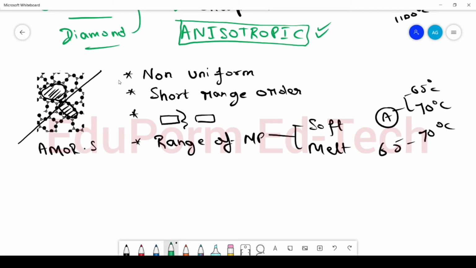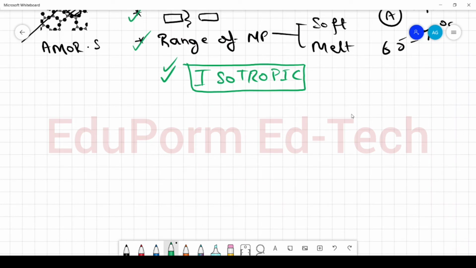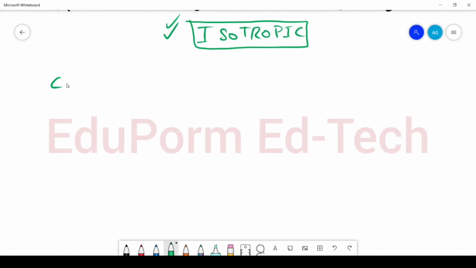Okay, so far we studied that they have non-uniform arrangement of particles, short range order. When we cut them, we get two parts having irregular surface. They have a range of melting point. Now they show isotropy. Okay, they are isotropic in nature. So now we will finally understand what is the meaning of isotropic and what is the meaning of anisotropic. Okay, so what you need to remember is, first of all, that crystalline solids are anisotropic while the amorphous solids are isotropic. Okay, so what is anisotropy and what is isotropy?